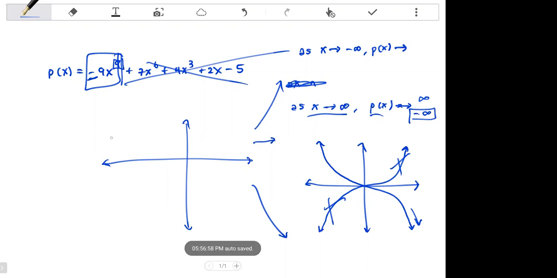Negative infinity is this way. Is it infinity or negative infinity? Anybody? Or are you guys still confused? Kind of. Okay, I guess you guys are still confused.